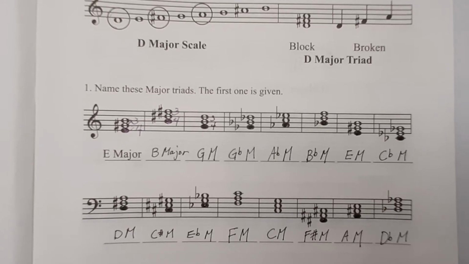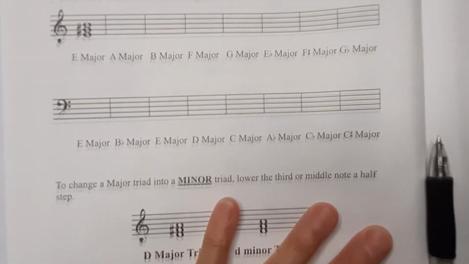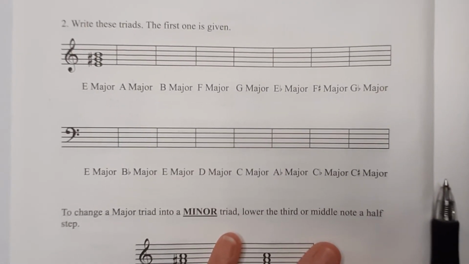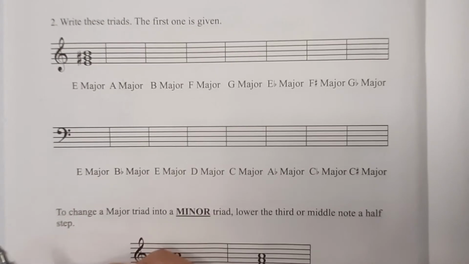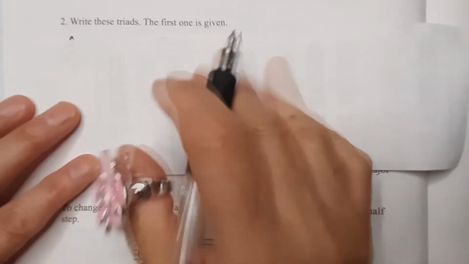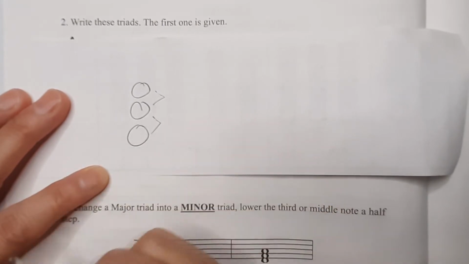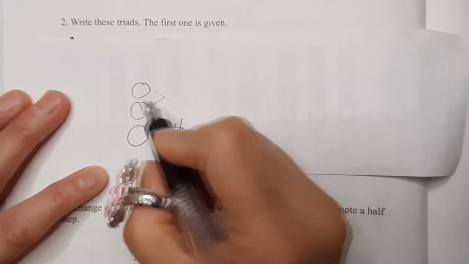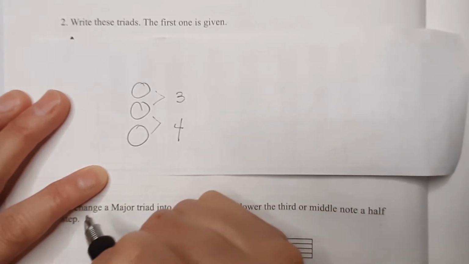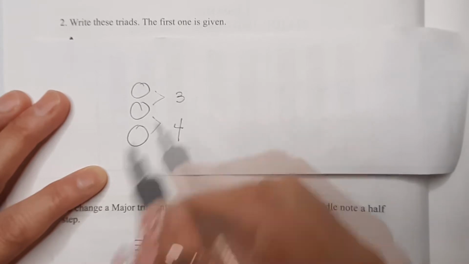Why don't you turn your page to 28? Okay, page 28. Number 2. It says write these triads. Now you're going to draw some major triads. Now, remember, how do you figure out the major triads? Again, there are 3 notes, right? There are bottom 2 notes, and there are top 2 notes. How many half steps are on the bottom 2? 4. And top 2? 3. Good. These are major triads, okay? 4 and 3. Remember that? 4 on the bottom, 3 on the top.